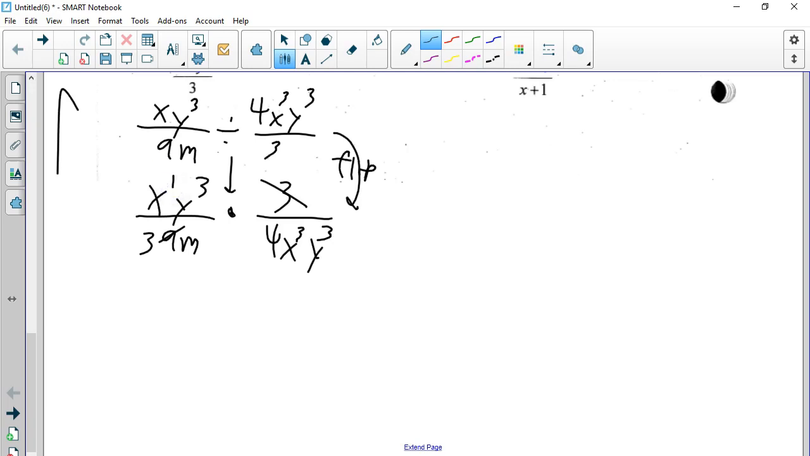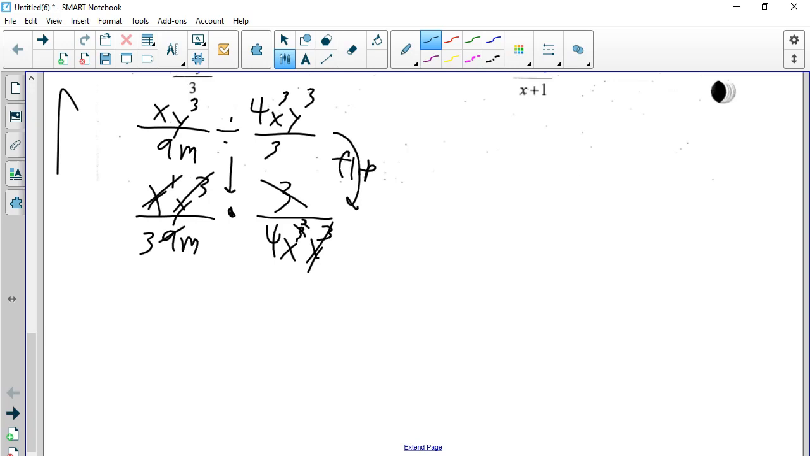Now, on top, I have 1x. On the bottom, I have x to the third. I can cancel this with one of these, leaving me x squared. Then I have y cubed on top, y cubed on the bottom. Those can all cancel with each other.